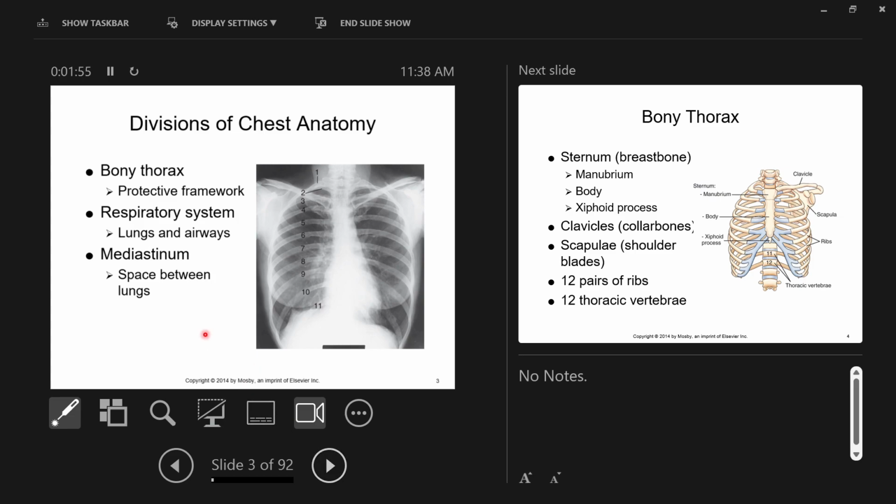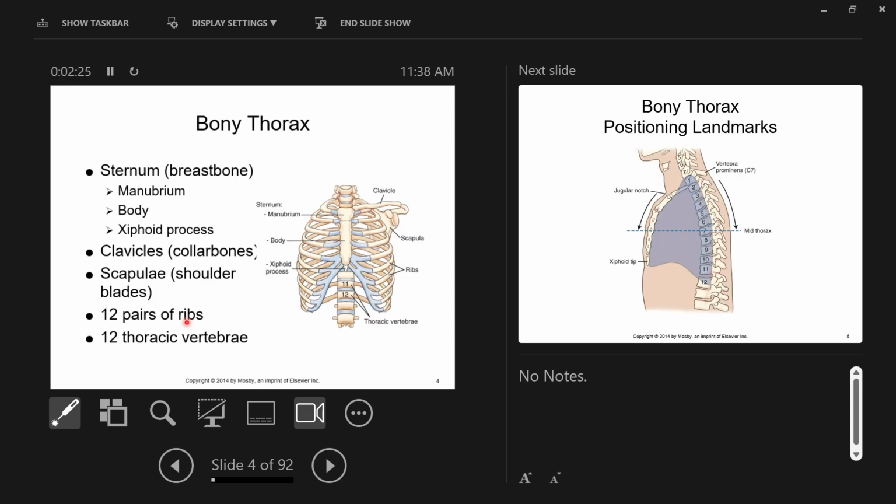So yeah, when we look at a chest x-ray, we're looking at soft tissue, right? Lungs and airways and hearts and other stuff. We're also looking at the denser bony framework too, okay? We get to see all of this. Now the purpose of chest x-rays is the heart and the lungs. Let's talk about the bony thorax first.